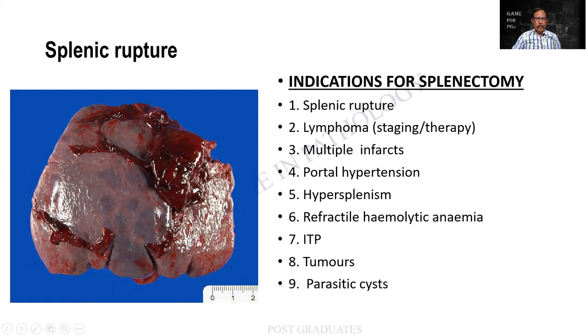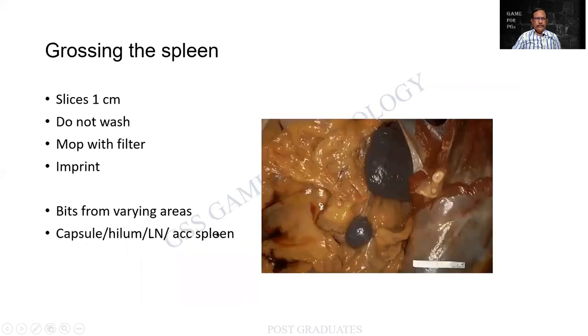So look at the tear over here and the hematoma that is there, and obviously the spleen itself is enlarged. And when we do the grossing of any specimen, it has to be cut in slices of 1 centimeter. We are not supposed to wash the specimen, instead we can mop it with filter paper. Sometimes an imprint cytology is advisable. We may get a rare diagnosis even before the processing is over.